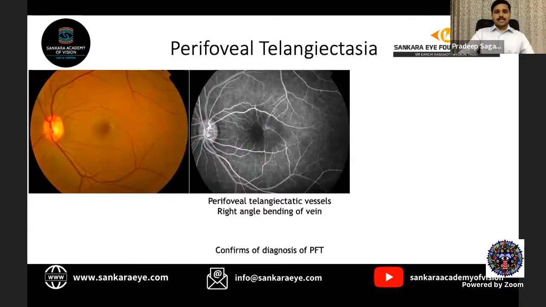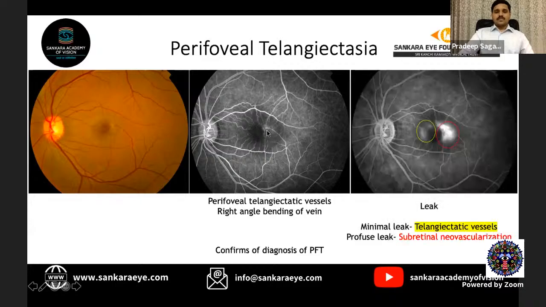So another example, a perifoveal telangiectasia type 2. Here we can see on fundus photograph, there is perifoveal graying and right angle bending of vein. On fluorescein angiography in the venous phase, we see that there is presence of tiny microaneurysm-like structures which are telangiectasia, and we see a right angle bending of vein, which confirms the diagnosis of perifoveal telangiectasia.